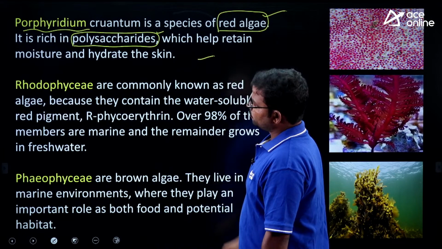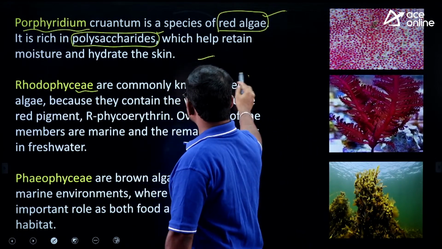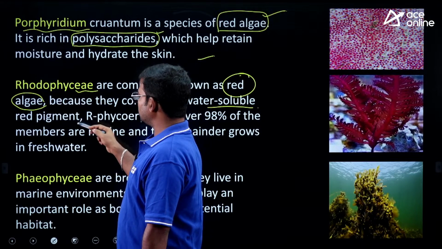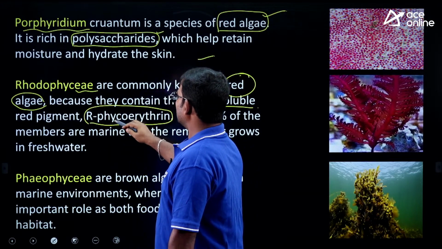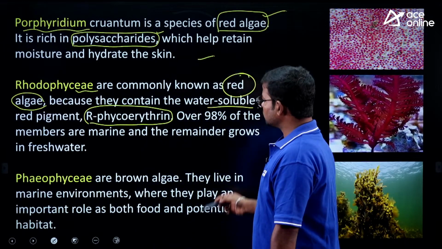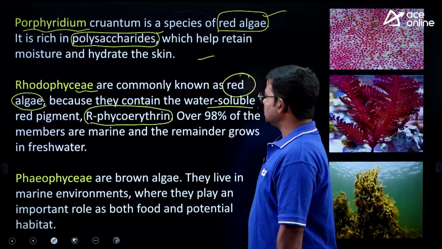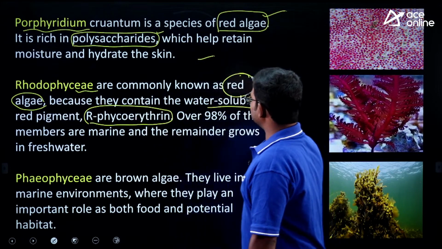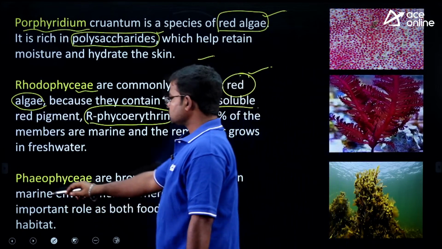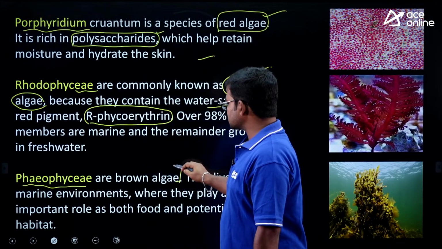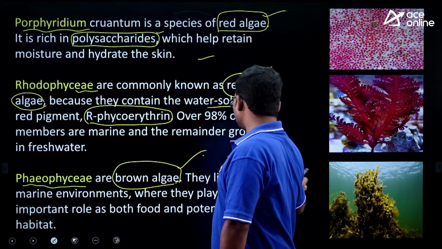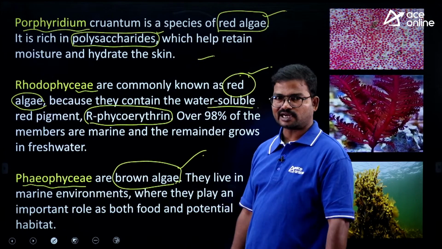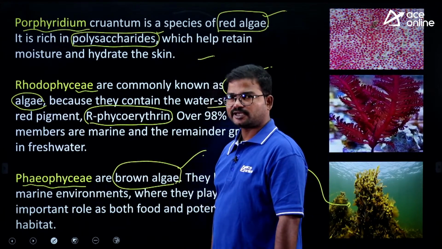Next one, rhodophytes. It is also considered red algae because it has a water soluble red pigment. The name of the pigment is phycoerythrin. Because of the existence of phycoerythrin, more than 98% of these constituents are observed in this type, so it is also considered under the category of red algae. Next, phaeophytes are considered brown algae. These types are mostly observed in marine environments, that is, water related environments. So this is the concept about the remaining options.